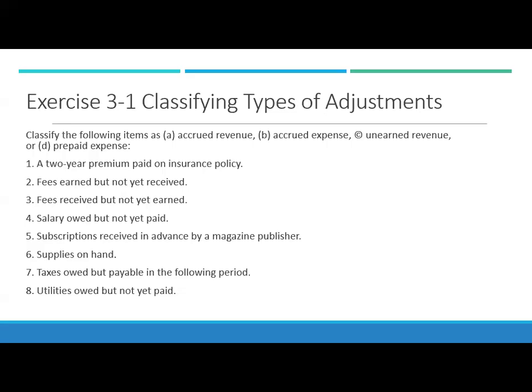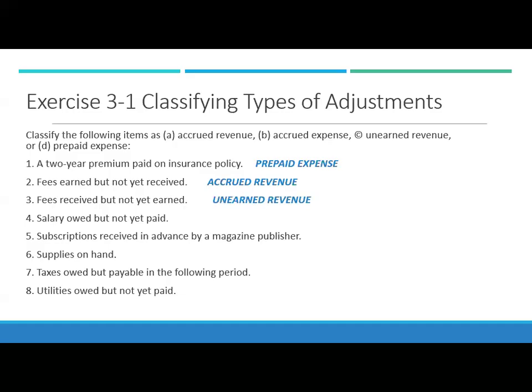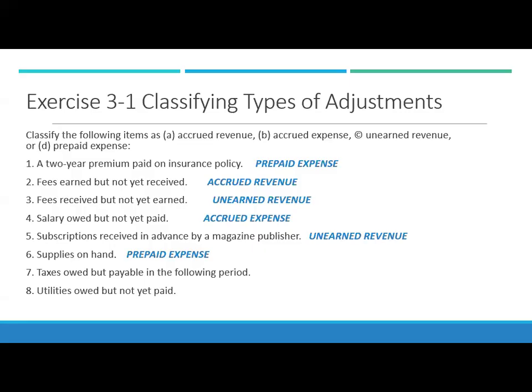And so there's a number of different types of adjustments. For example, a 2-year premium paid on an insurance policy is a prepaid expense. Fees earned but not yet received is accrued revenue. Fees received but not yet earned is unearned revenue. A salary owed but not yet paid is an accrued expense. A subscription received in advance is an unearned revenue. Supplies on hand is a prepaid expense.